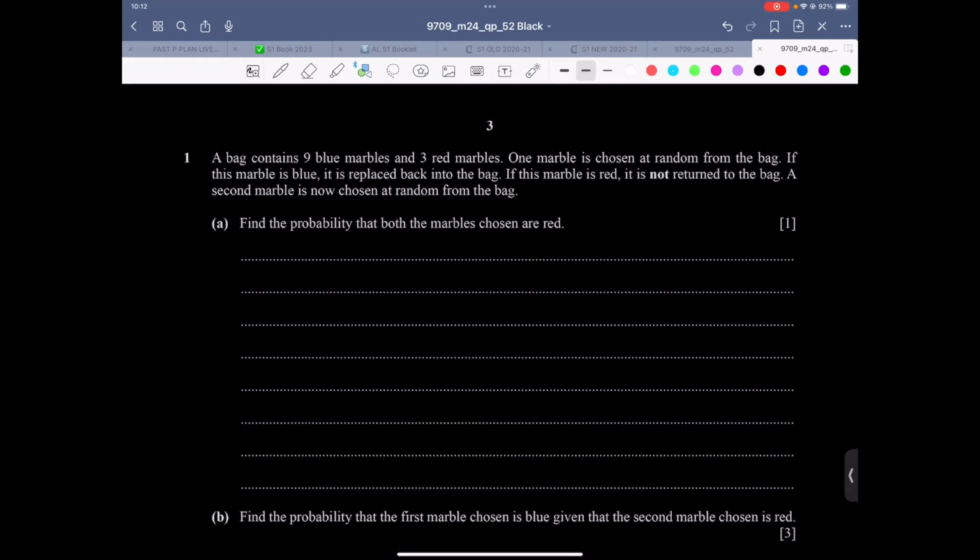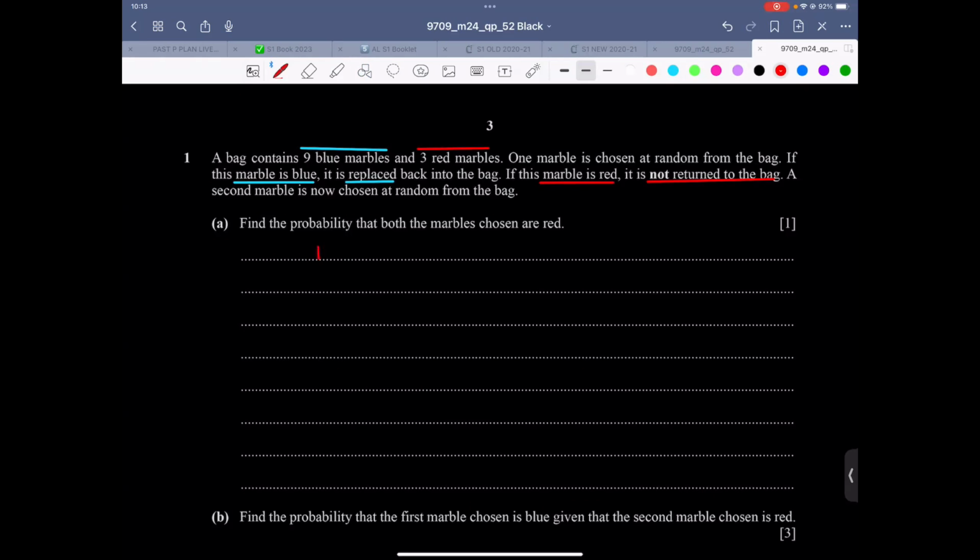So now let me get my blue marker ready. First of all, there are 9 blue marbles. And the rule is if the marble is blue, it is replaced back. That means the denominator won't change. But if we are choosing a red marble, it is not returned to the bag. That means this is without replacement. A second marble is now chosen at random from the bag. Find the probability that both marbles chosen are red.